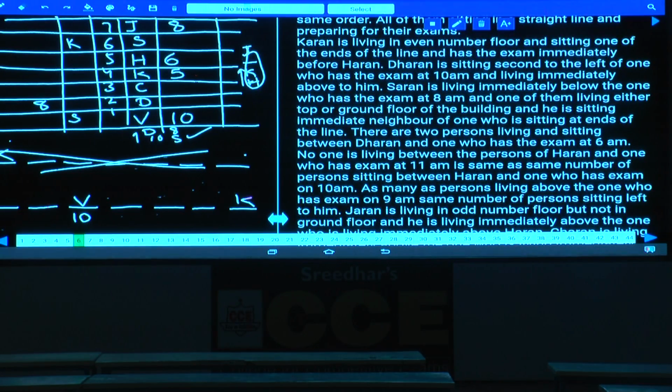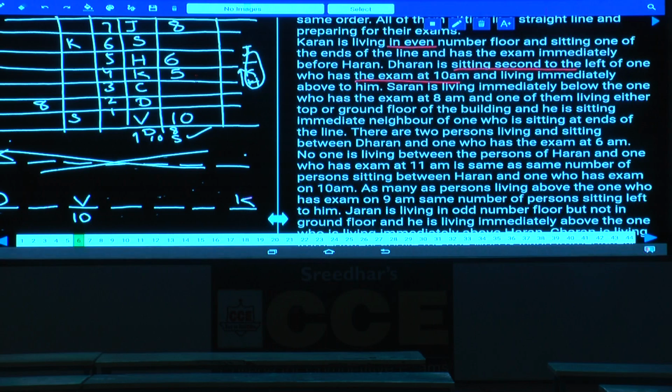Second, Dharan is sitting second to the left of the one who has exam at 10. Who has the exam at 10? Then whoever this Dharan is, Dharan is seated second to the left of the one who has exam at 10 o'clock. As of now we cannot identify this one.